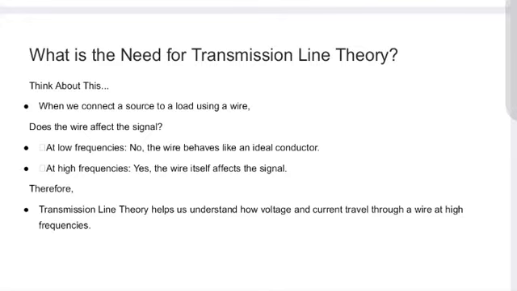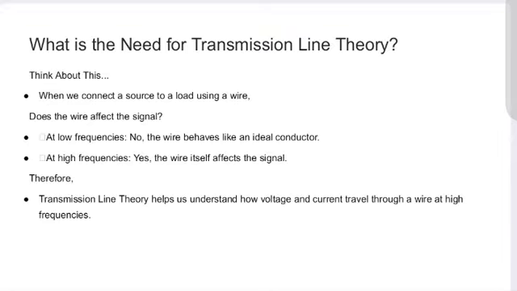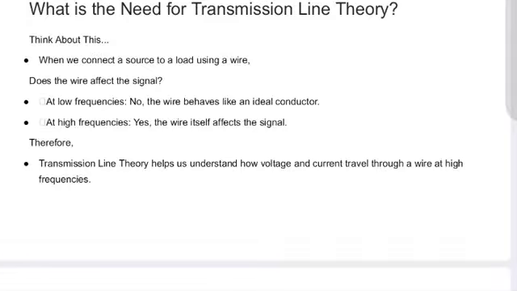Sometimes, if we are dealing with a low frequency, we could say that the wire does not cause any effect in the conducting properties or the movement of the electrons from one place to another, and the working of the bulb. But when I'm dealing with higher frequencies, obviously the wire will have a huge effect in the transmission of the signals. Transmission line theory helps us understand how the voltage and current travel through the wire when we are treating it at higher frequencies.